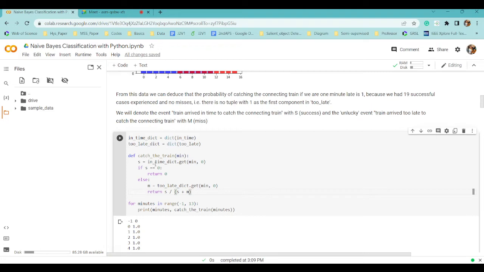So what we are doing is creating an if and else, where if S equals 0, which means it is not coming on time, then if success is 0, return 0. Else, if you are missing it, then how long you have missed it, that is S divided by S plus M. So you know how we calculate the probability. Probability is the number of events which happened divided by the total number of events, right? So that is what we are doing: the event S, that is success, divided by the total number of events, S plus M.